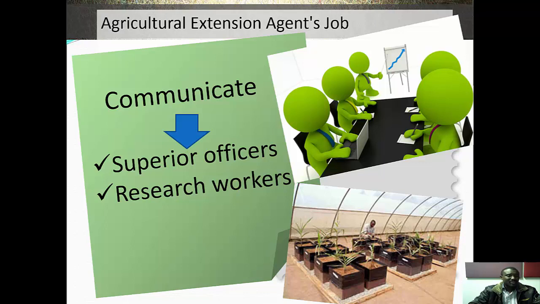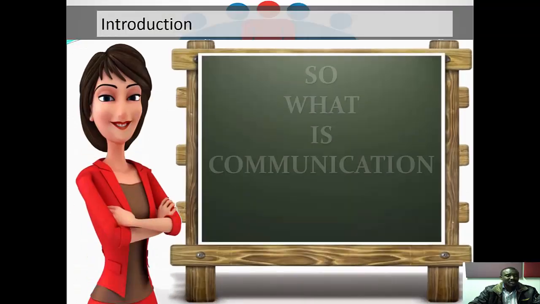With research workers, we also need to communicate on technical terms. We need to know the technical terms they use and how they use them. We need to be able to talk to them on their level. So we need to communicate with farmers at their level, and with our superior officers as well as research workers or scientists at their own level. So as extension agents, we need communication skills.